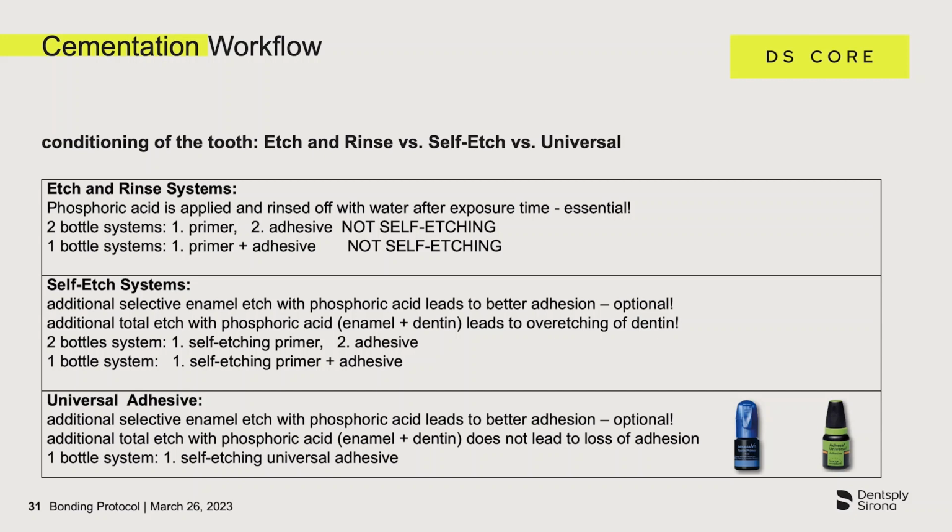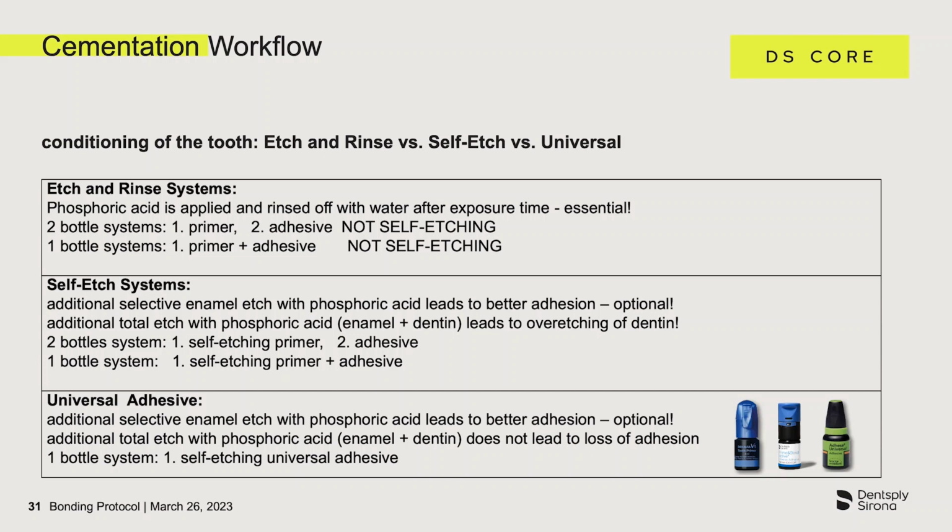The somewhat older self-etching systems contain acid groups and are therefore self-etching. In principle, these etching systems etch both enamel and dentin, but additional selective enamel etching with phosphoric acid leads to a better bond between composite cement and enamel. However, it is imperative to note that additional etching of dentin with phosphoric acid with these systems leads to over-etching of the dentin and should be avoided at all costs.